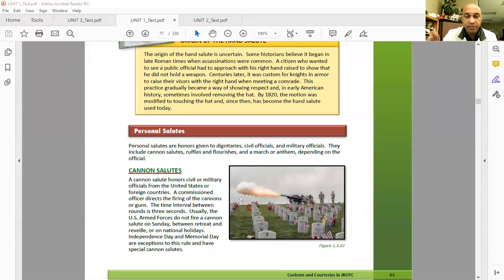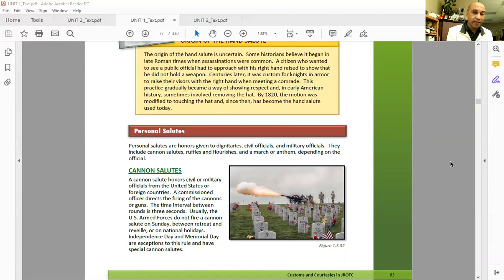A hand salute is not a personal salute. A personal salute is giving honor to dignitaries and officials or even dead people. It's a way of showing honor, not respect. Saluting is respect. A personal salute is an honor. So it's a cannon salute, the 21 gun salute. A 21 cannon salute is based off of the rank, position, whatever it is that you hold. Everyone is not entitled to a 21 gun salute. You go to a funeral, you're going to see it most of the time.